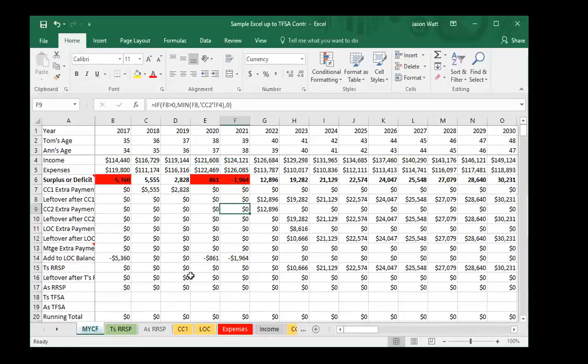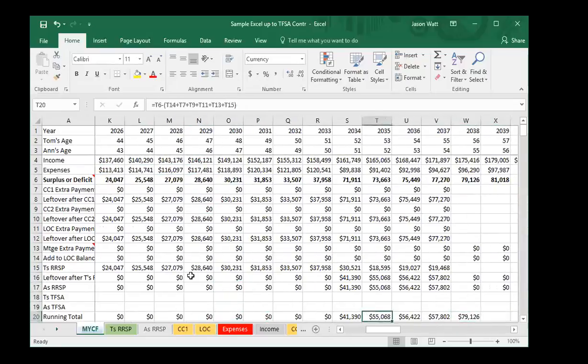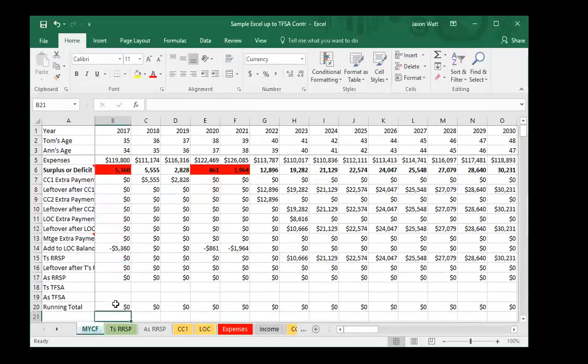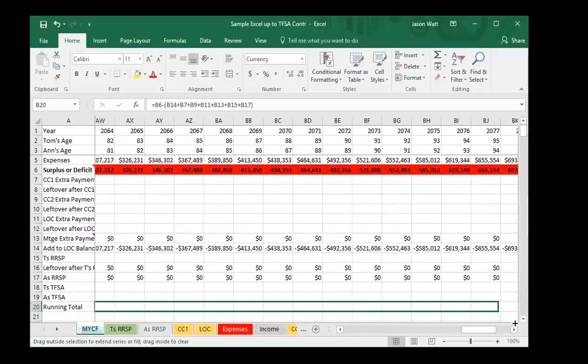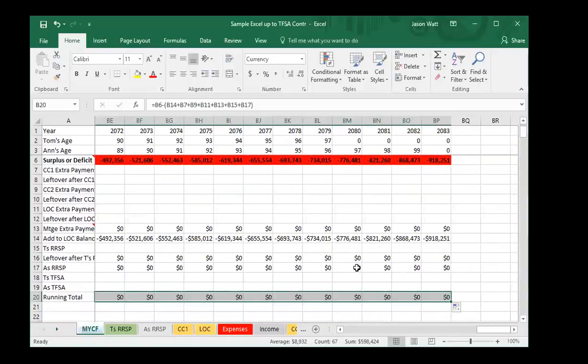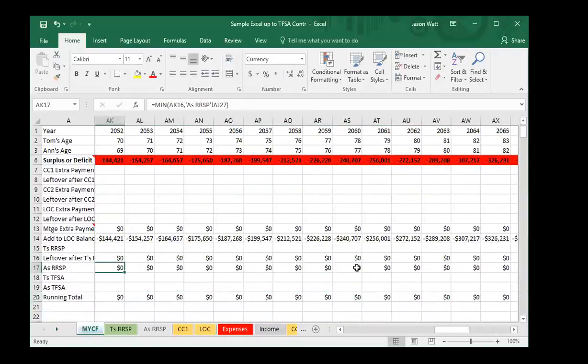So I'm not going to use the TFSA exactly the same way that I use the RSP. Oh, sorry, I want to fix my running total here too. I want to make sure that that's all adjusted accordingly. And now we're going to add in Ann's RSP contributions as well, and we're going to carry that over. And we'll come back and do my TFSA fix in a moment here.